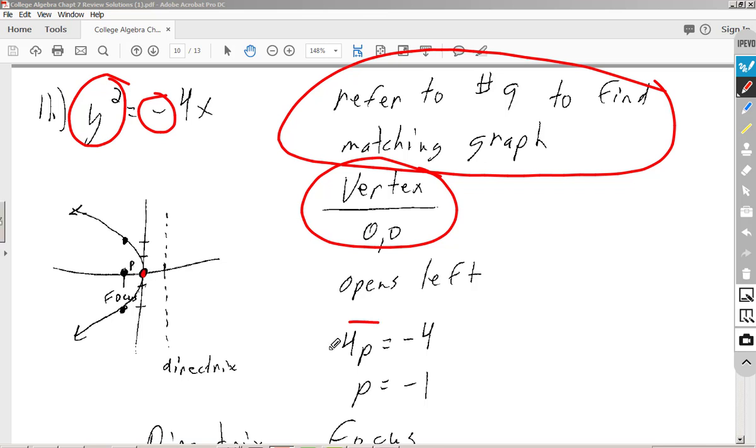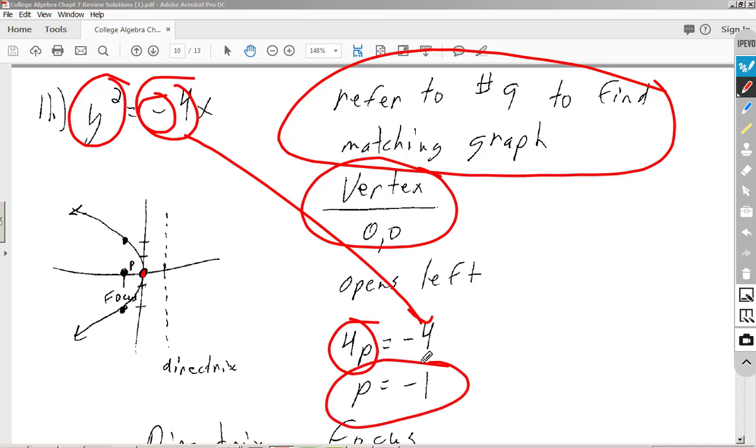So here's my 4p. And remember that 4p equals this number right here, which is negative 4. So p is going to equal negative 1. So the distance from my vertex to my focus is going to be negative 1. So I move over here to negative 1, put in my focus. And remember that the directrix is also in the opposite direction, so that's going to be back 1.